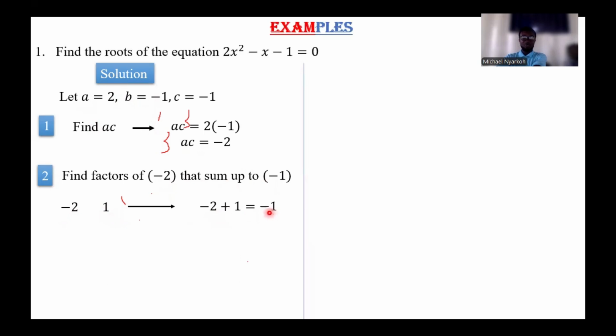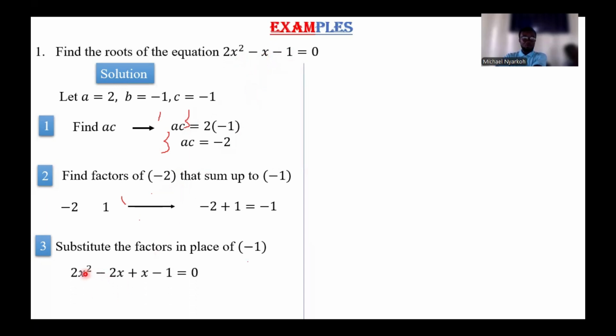Is that okay? So using these factors, negative 2 and 1, we substitute them in place of negative 1 in the equation that is 2x squared minus x minus 1. We substitute the factors in place of negative x. Is that okay? Good. So wherever we see negative x, this is going to become 2x squared minus 2x plus x. This is the negative 2x, and then this is the x. Is that okay? And then minus 1. This becomes the equation we will have.